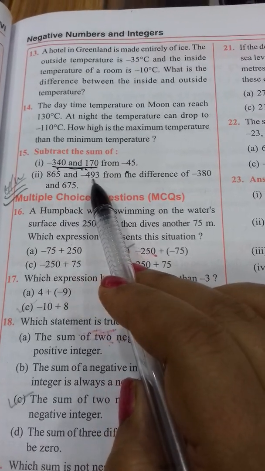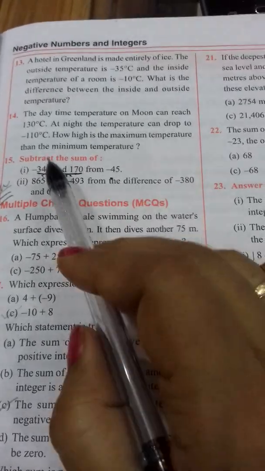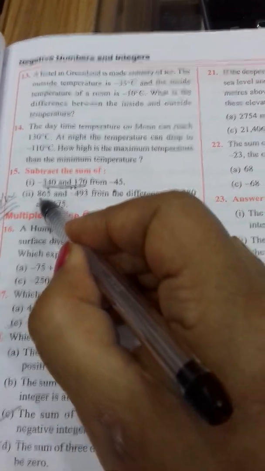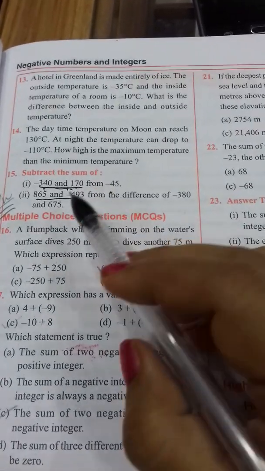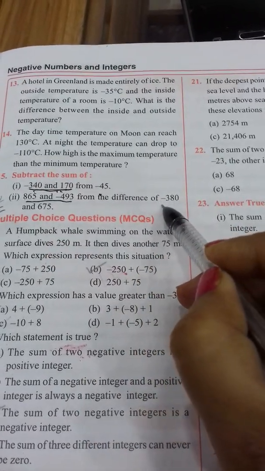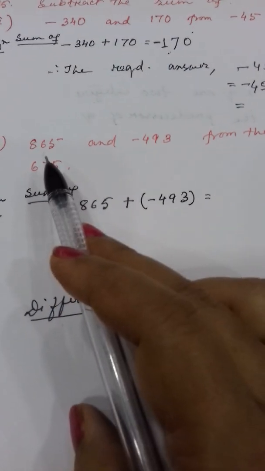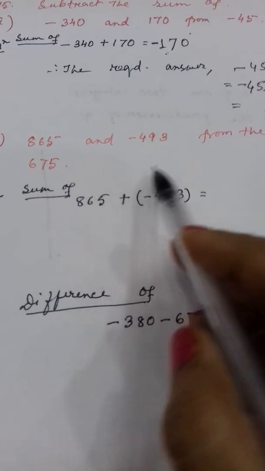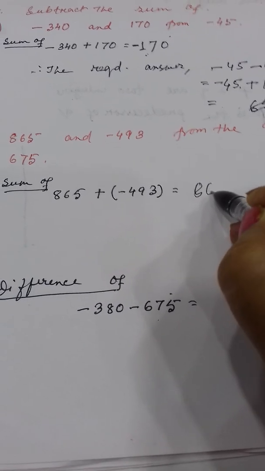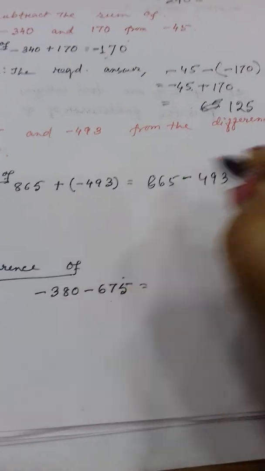Same way, next question is given. You have to subtract the sum of these and these from the difference of these and these. First try to understand the question. Subtract the sum of. That means first you have to find out the sum of these two. That answer you have to subtract from the difference of these two. So here three parts will be there. First you find out the sum of these two. 865 plus minus 493. So it will be what? 865 plus minus minus 493. Clear? So do it.